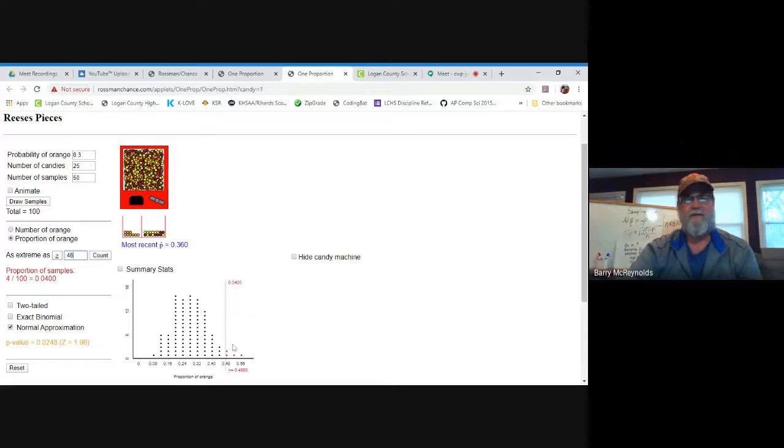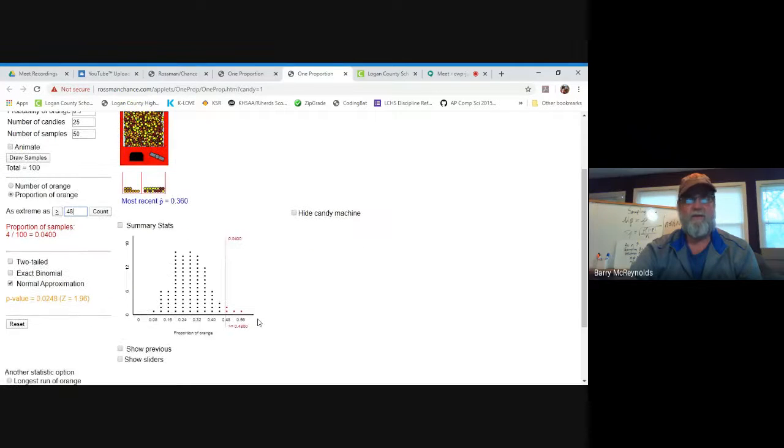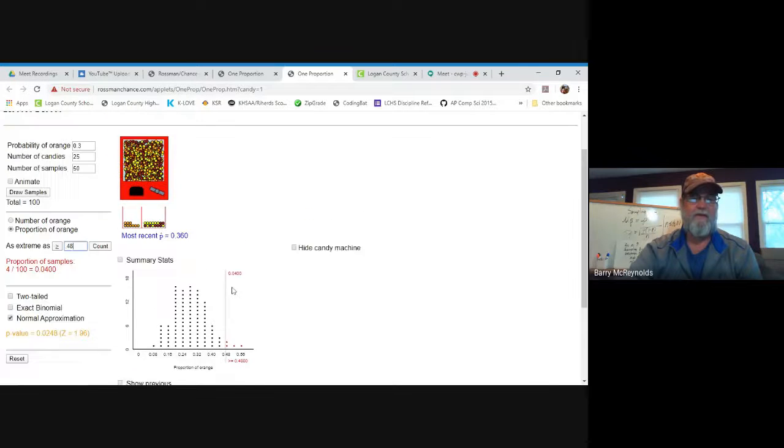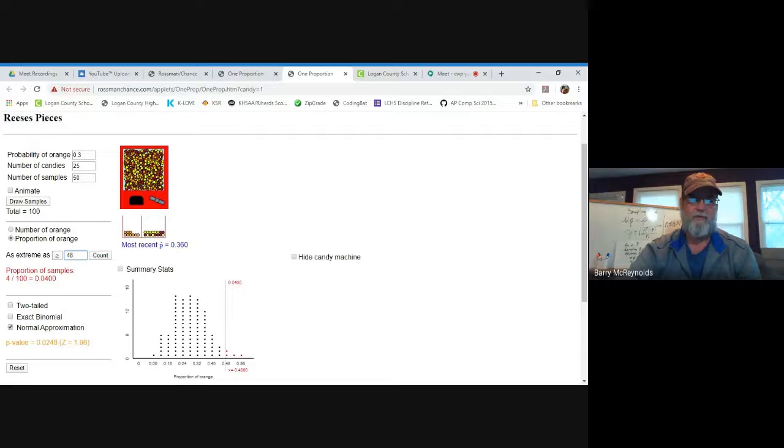That doesn't mean that something's wrong with those values. It's just that they're really, really unusual. And if I took one sample and one sample only, and I found this guy here, I would say, you know what, that makes me wonder if the real population proportion is 0.3.